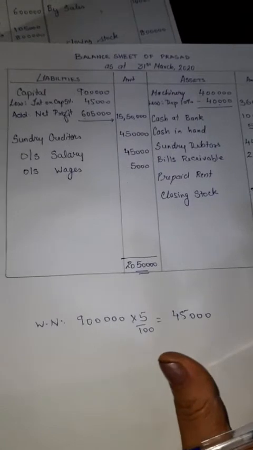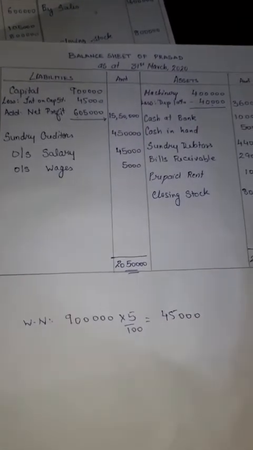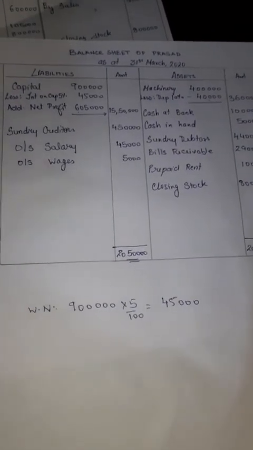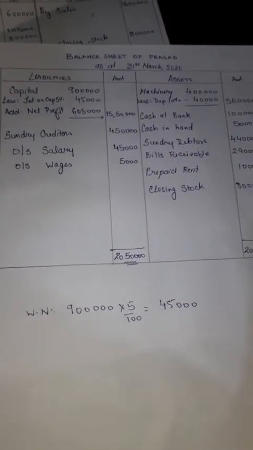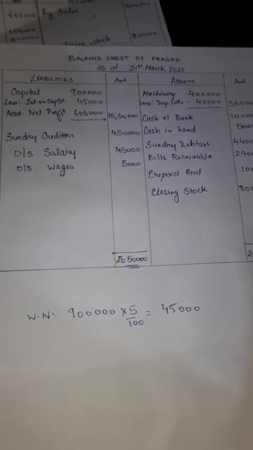If it is short by any amount, that means you have omitted to record some item, or you have made a mistake while recording the trading or profit and loss account. So this is how a final account problem is to be done.